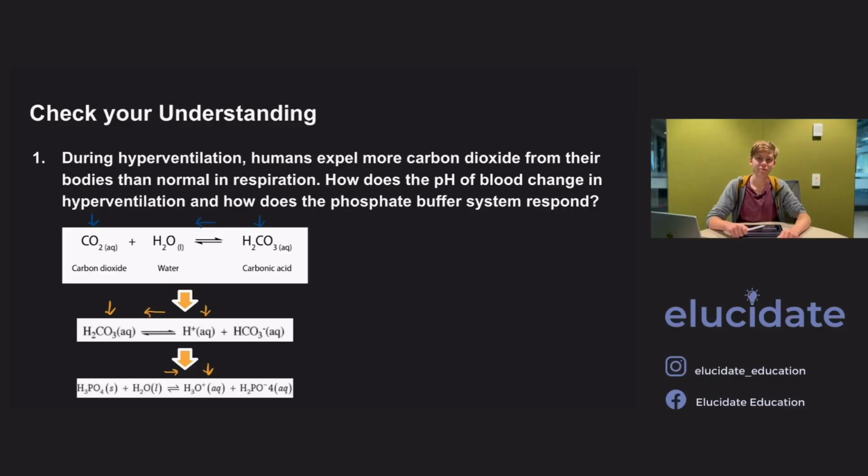Buffers are useful in many chemical systems as a means of controlling pH. Blood and respiration is just one example of this. Buffers are also useful in other chemical systems such as fermentation, agriculture, and other biological reactions. I hope this video has helped us learn something more about buffers and how they are used in chemical systems.